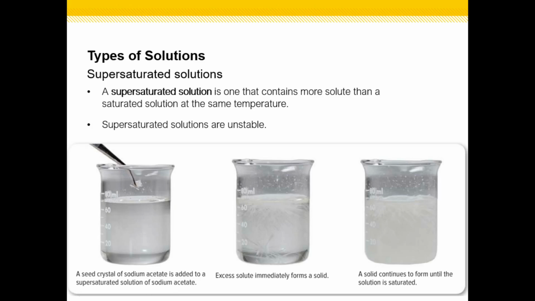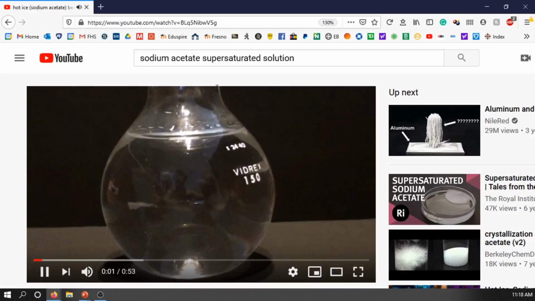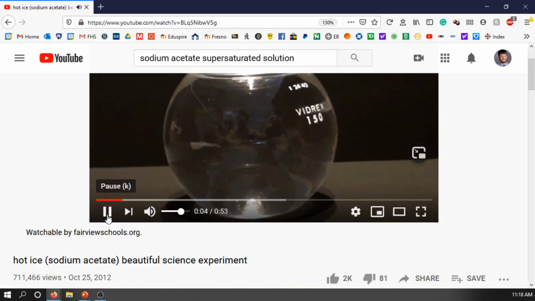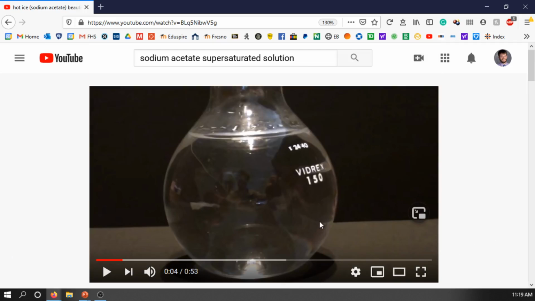I'm going to show you a video of a solution that would do this. It's called sodium acetate. Let me pull it up on YouTube real quick. Let's see. So we have a supersaturated solution, and you can see everything is dissolved. I don't see anything sitting on the bottom.